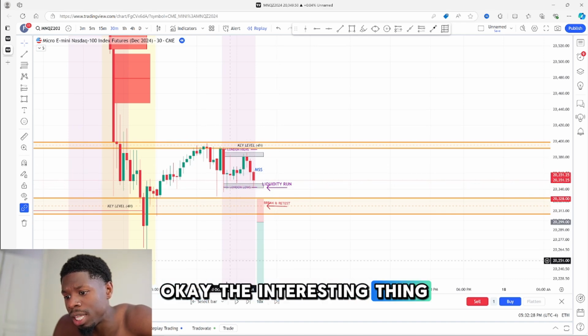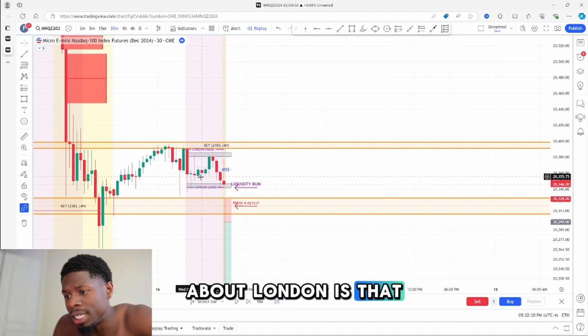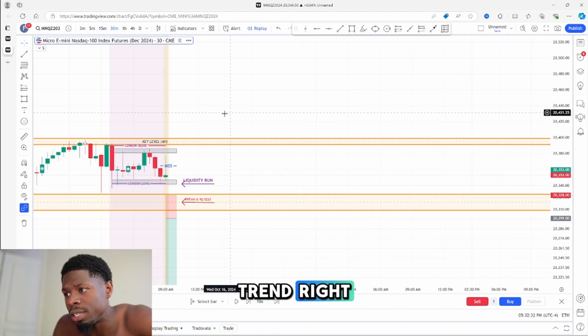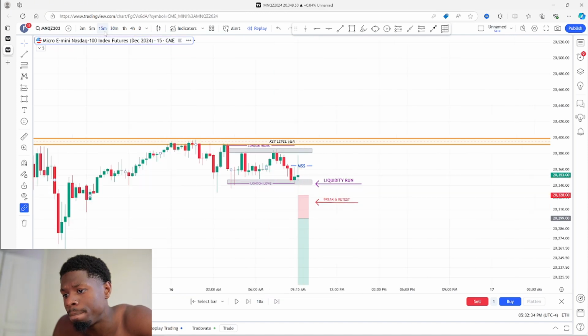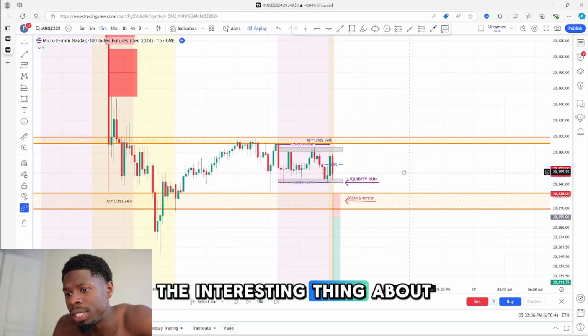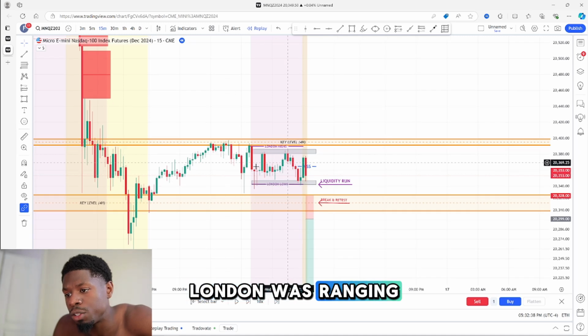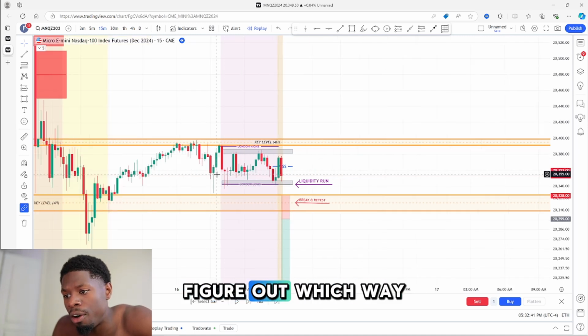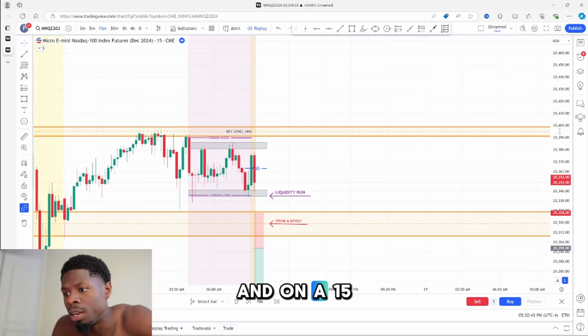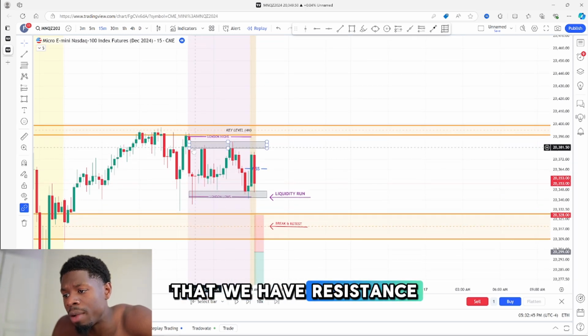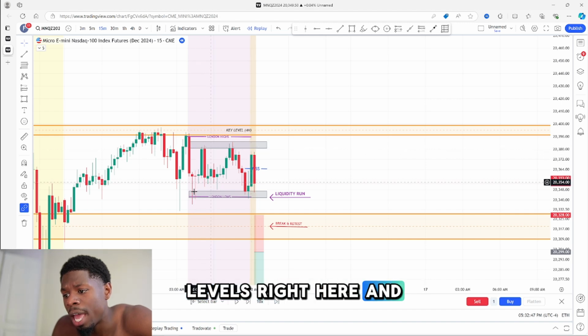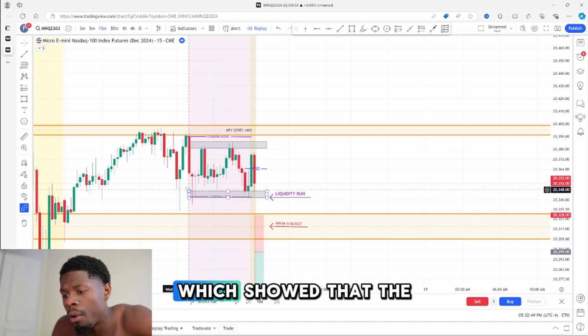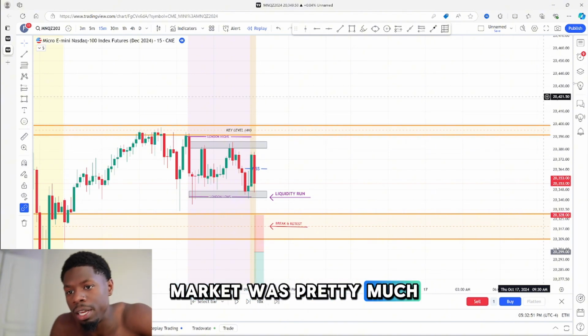Okay, the interesting thing about London is that it didn't have a trend, right? If we go down to the 15-minute, the interesting thing about London was that London was ranging, so price could not figure out which way it wanted to go. And on a 15-minute chart, we can also see that we had resistance levels right here, and we had support levels down here, which showed that the market was pretty much ranging.